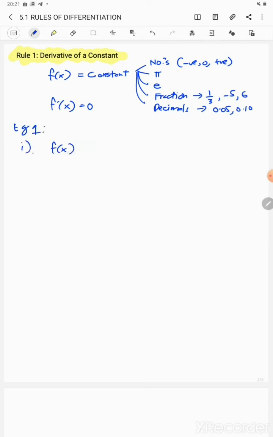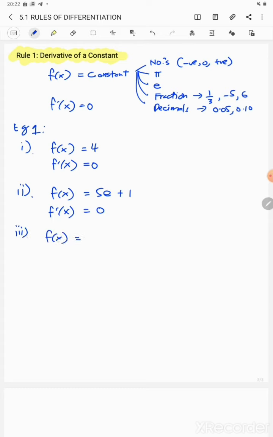So now example 1. They say f(x) equal to 4. Differentiate this, you will get 0. Number 2, when you differentiate 5e plus 1, what is the value for this? Differentiate this, you also get 0. You can press the calculator and you will get the value. That means it is a constant. Another example is 1 over 3 pi. Differentiate this one, you will get 0.